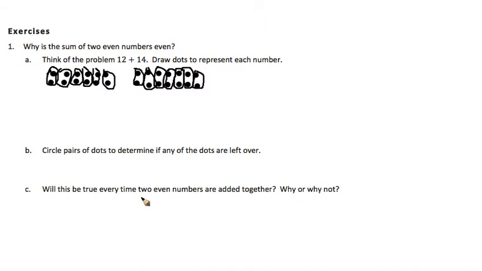Will it be true every time 2 even numbers are added together? When we explored whether every addition problem with 2 even numbers would be even, I believe we found that all of those answers were even. So every time we add 2 even numbers, there should not be any left over when we circle the pairs.